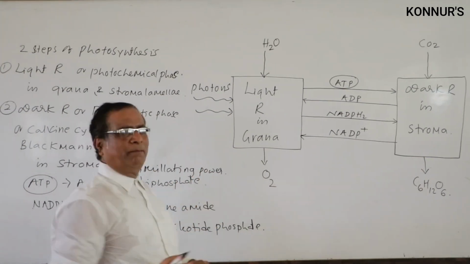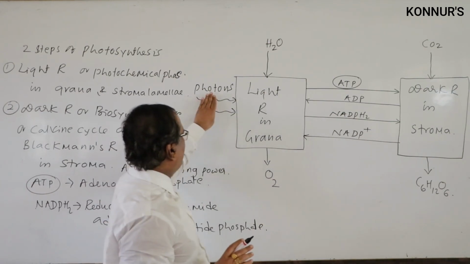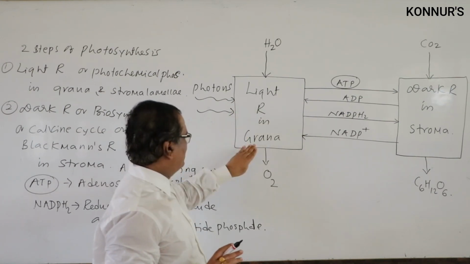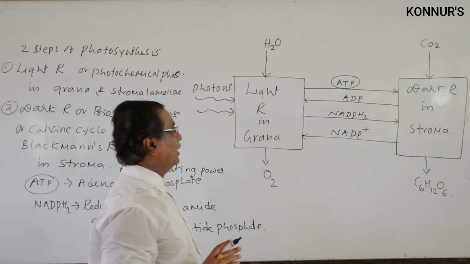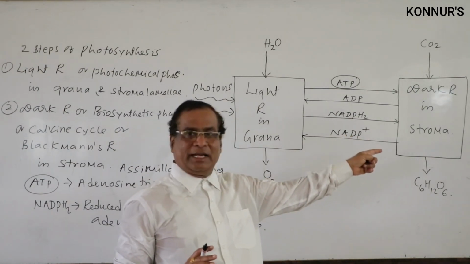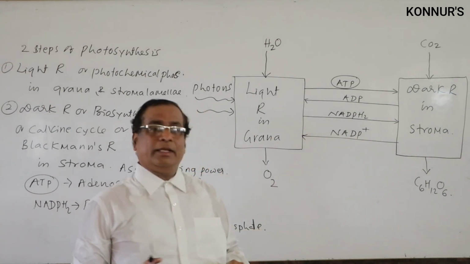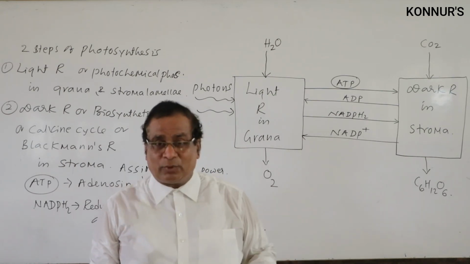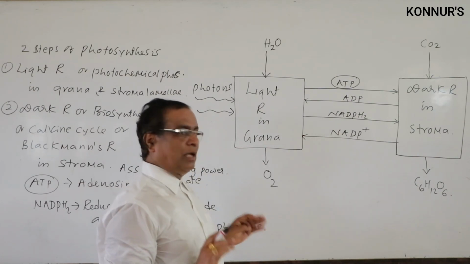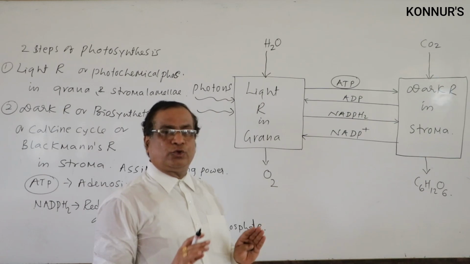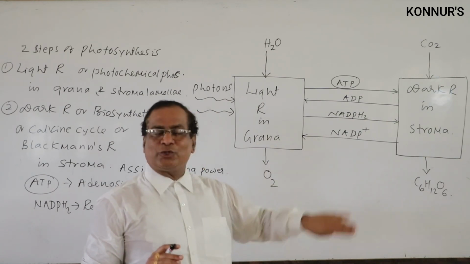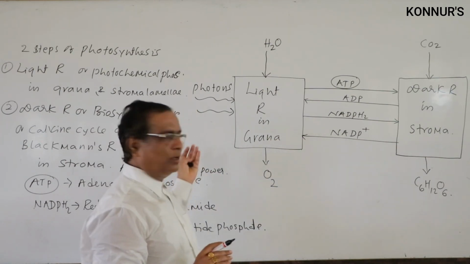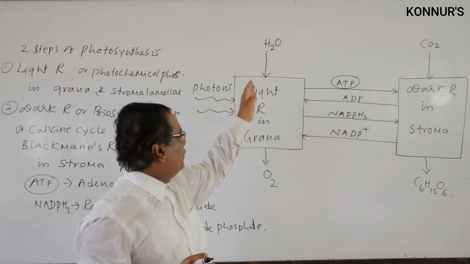Remember, here many things can be asked. By this we will come to know photons. Light energy is necessary only for light reaction, that is in grana, and no light is necessary for dark reaction. That also we will come to know. And ATP and NADPH2 are formed where? In grana during the process, light reaction. And then always ATP and NADPH2 are moving from grana to stroma, and ADP and NADP are moving from stroma to grana.